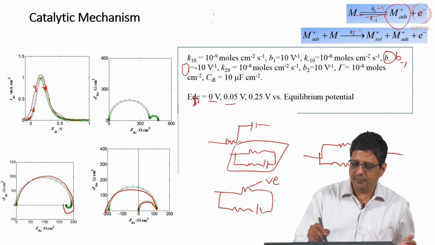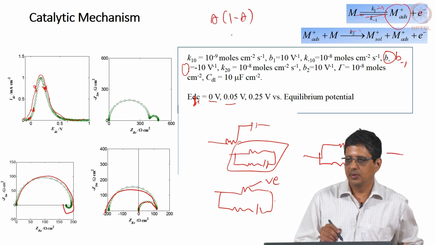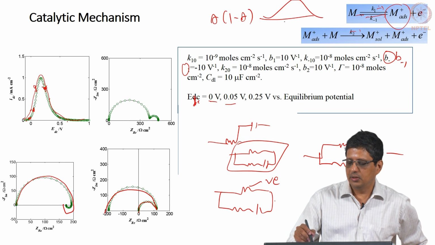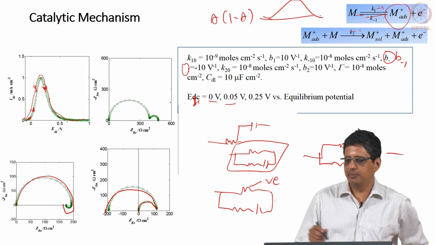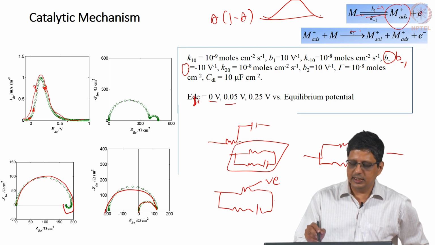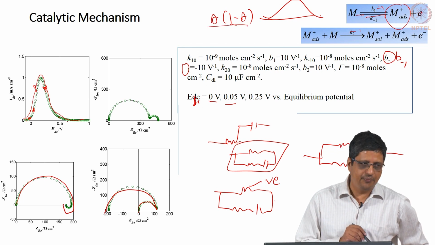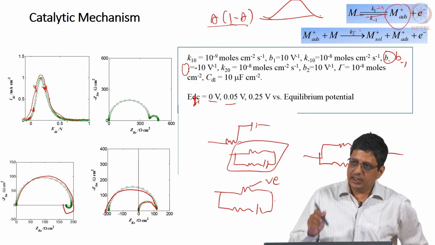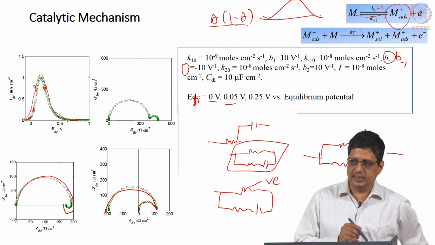Theta into 1 minus theta will show a maximum. When theta is half, this particular thing is going to show a maximum. When theta is 1, it is 0, when theta is 0, it is 0. So, because of that, the net current decreases at low frequencies.